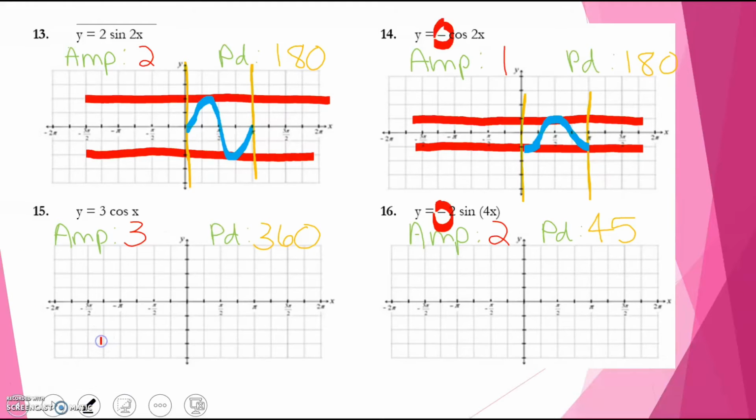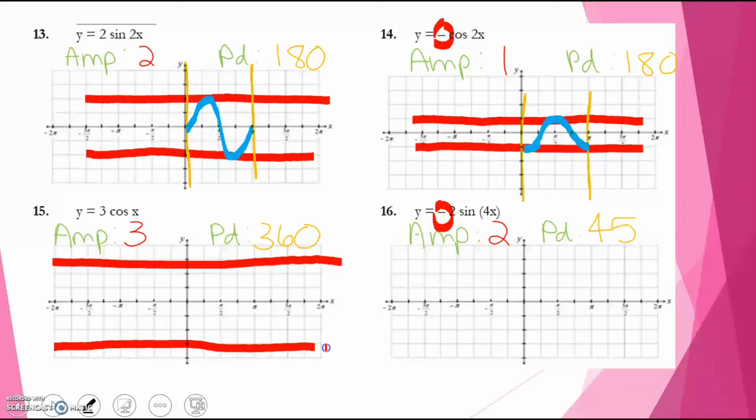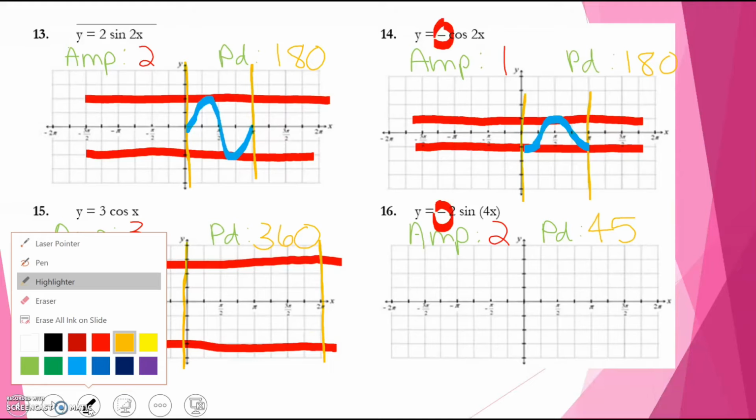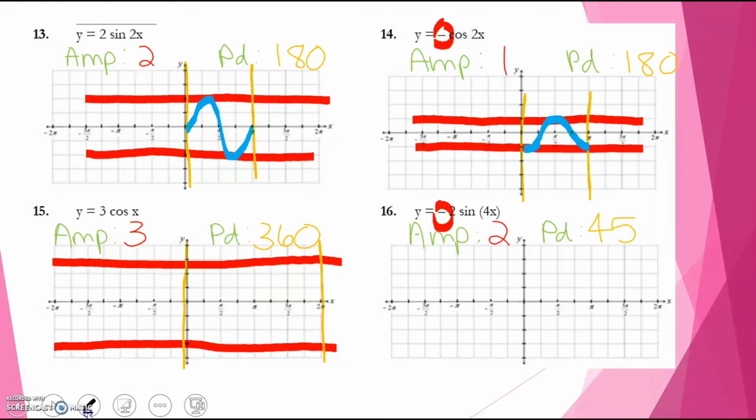For the next one, the amplitude is 3, so 3 tall, 3 low. Period is 360, so starts here, 360, same thing as 2 pi, so ends there. This one is not flipped, so that means it will start at the top because it's cosine, go all the way down and end at the top.